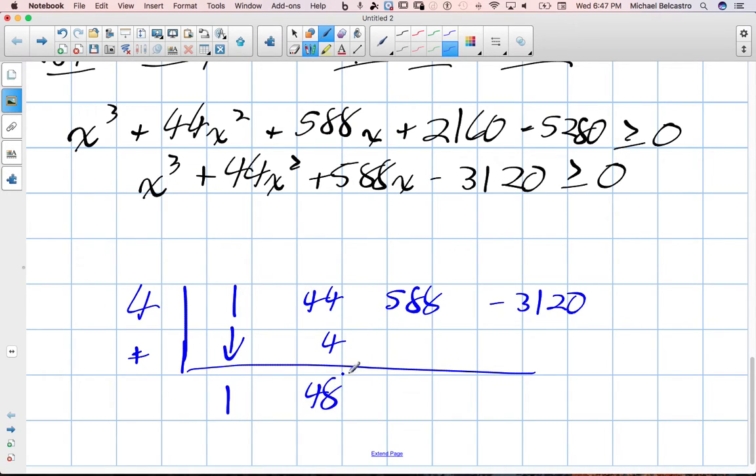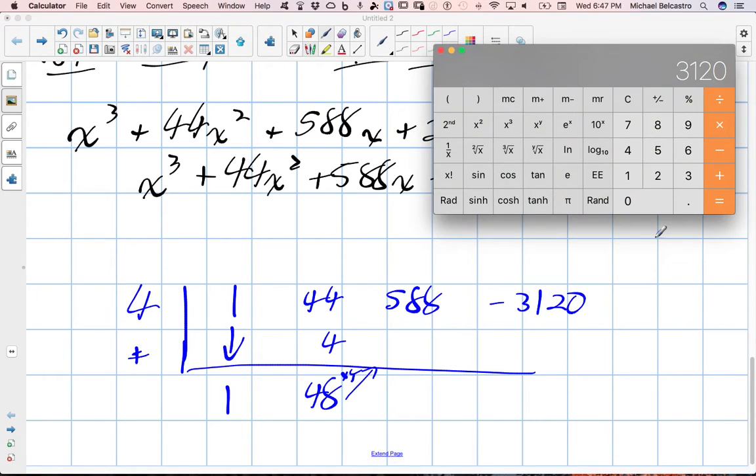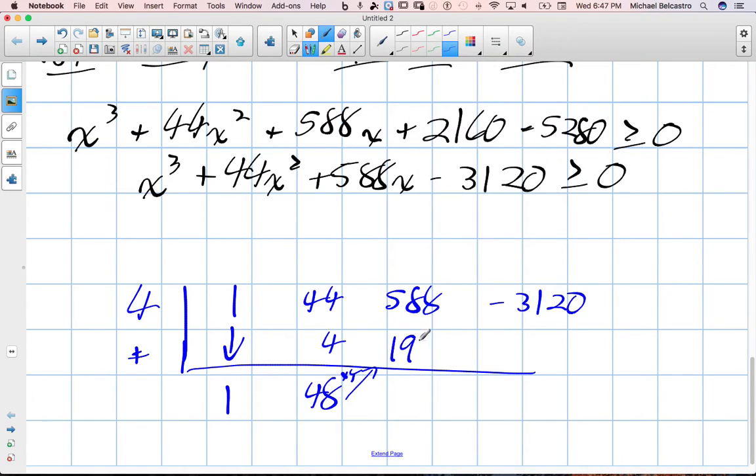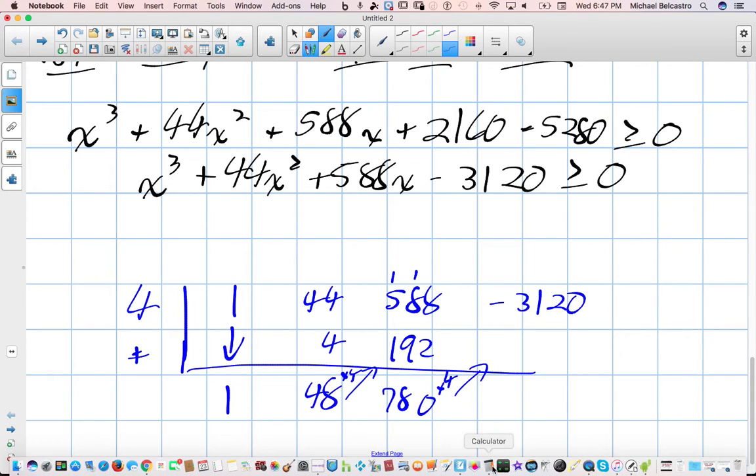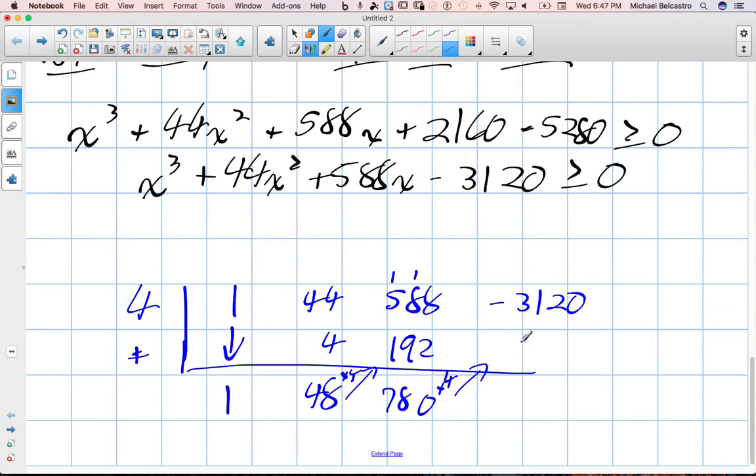We then multiply this by 4. 4 times 48 is 192. 588 plus 192, we add it together, we get 780, carry the 1. 780 times 4, and when we bring that up, 780 times 4 should give us 3,120. So that becomes 0.